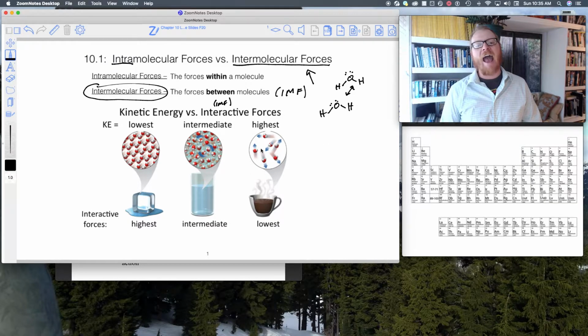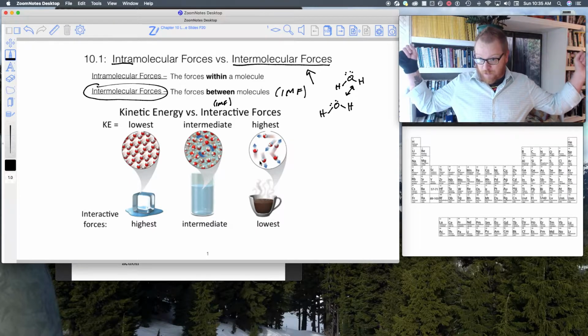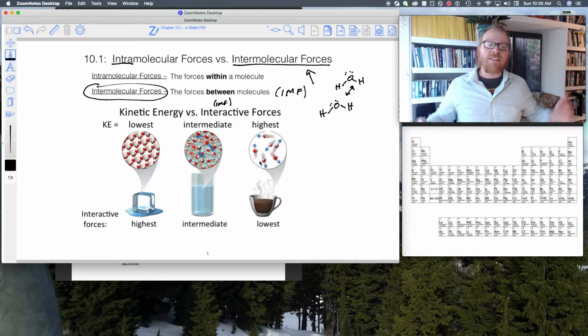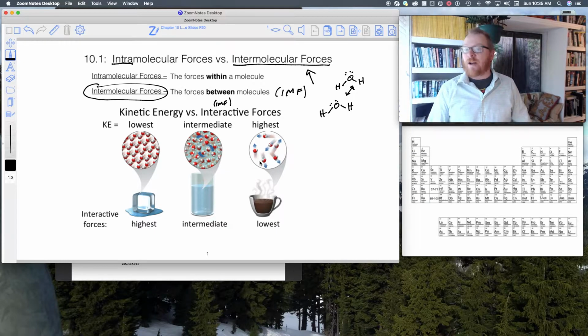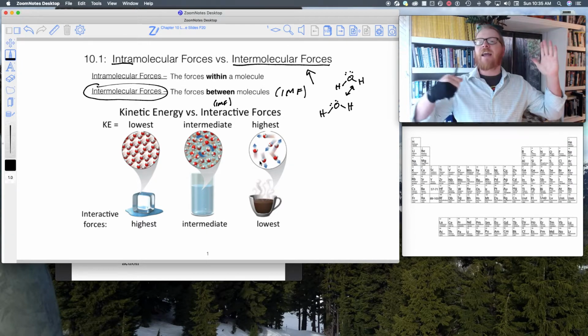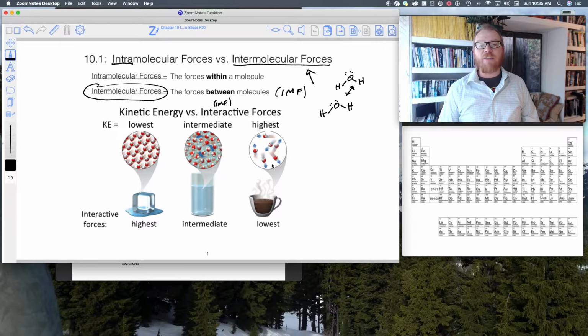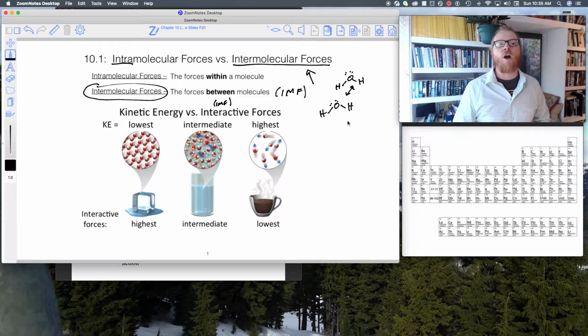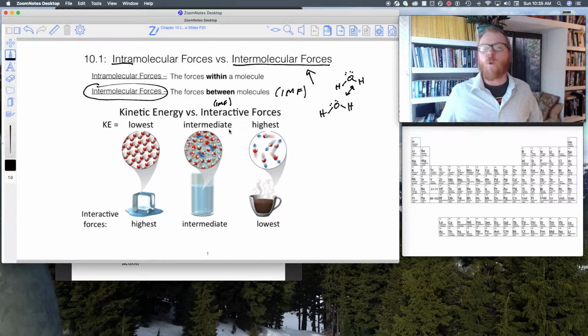And of course, in a gas, these molecules are the furthest apart. Gases are not very dense. The molecules are really far separated. They have an enormous amount of kinetic energy. They're moving around, colliding with each other, and their interactive forces are therefore the lowest. So it's really all about how close neighboring molecules can get to each other. The closer they can get, the stronger their interactive forces, or intermolecular forces, are.